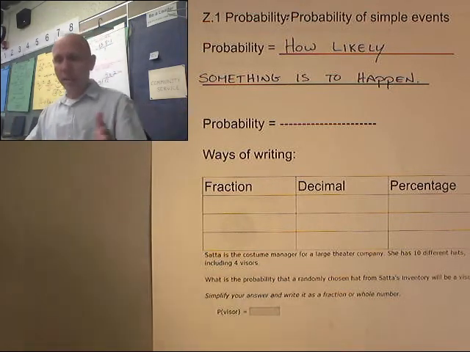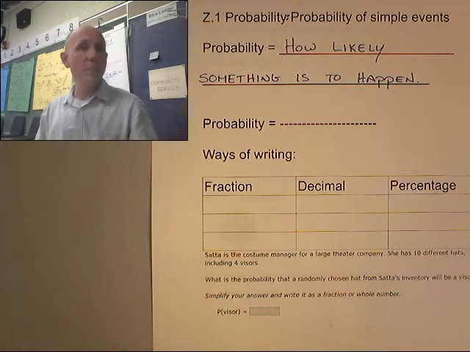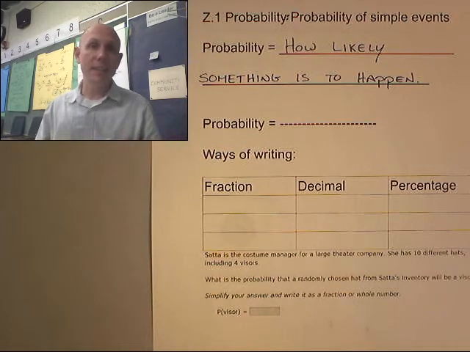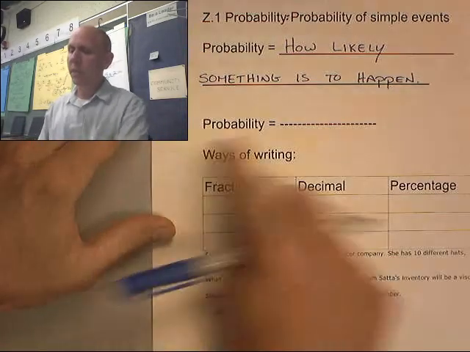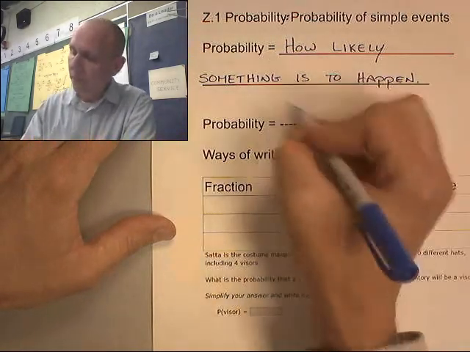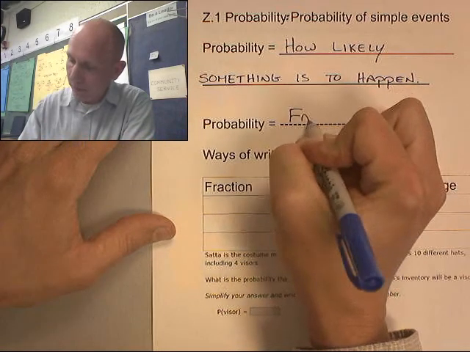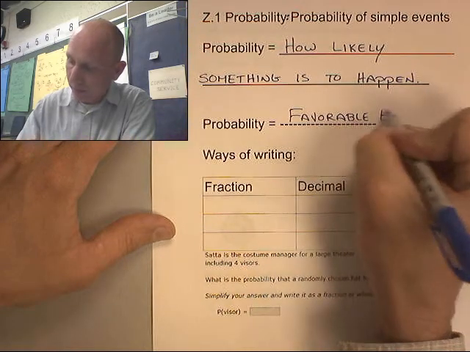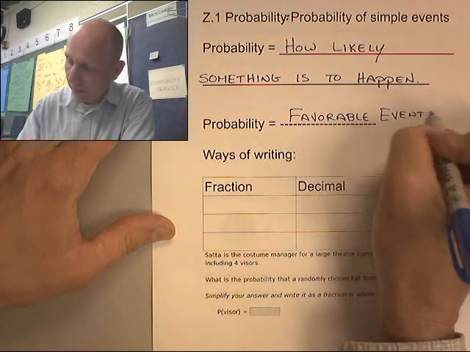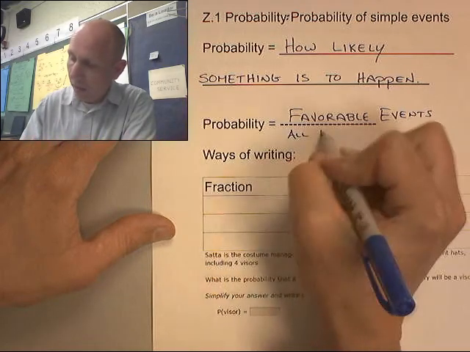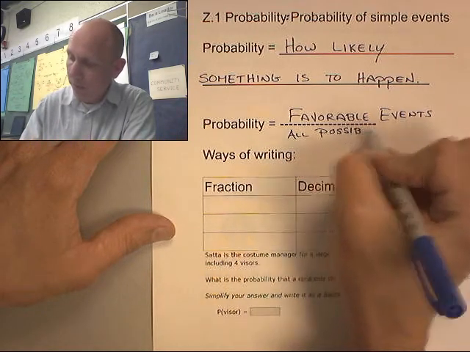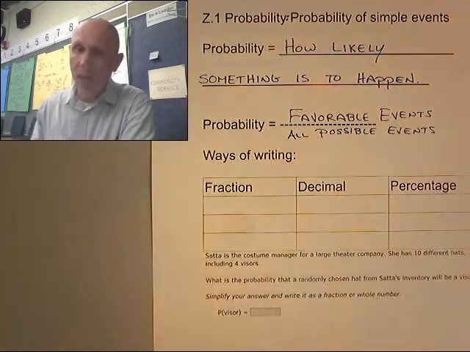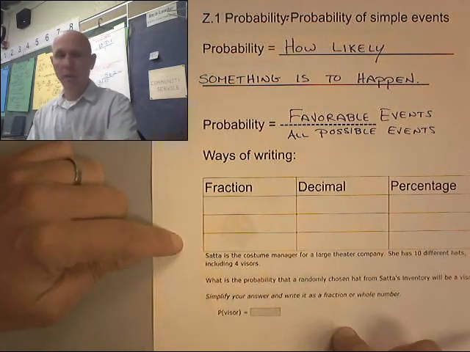It's actually based on a scale from 0 to 1, with 1 being likely, like it has to happen, and 0 meaning completely unlikely, it cannot happen. One way of thinking about probability is probability equals the favorable events over all possible events. And I'll come back to that. Actually, I probably should have put this below the chart.